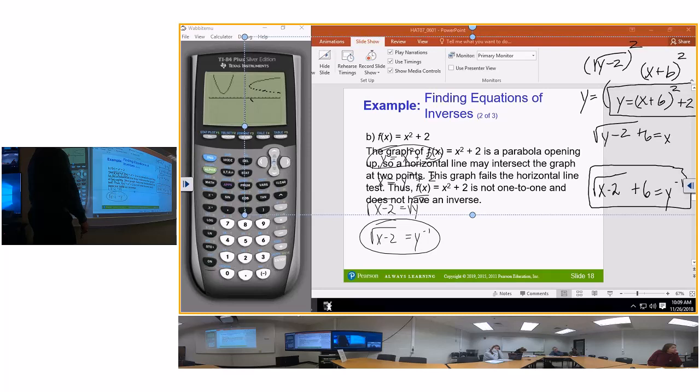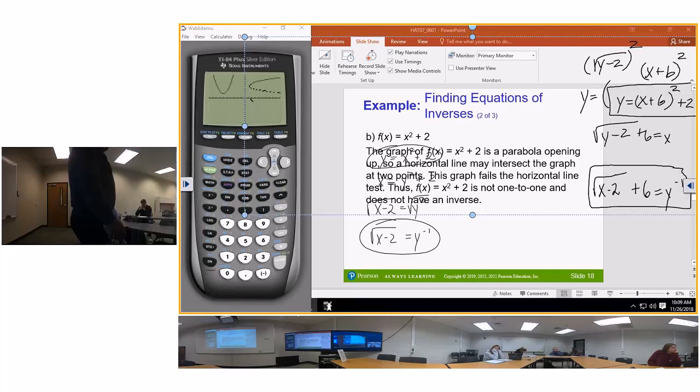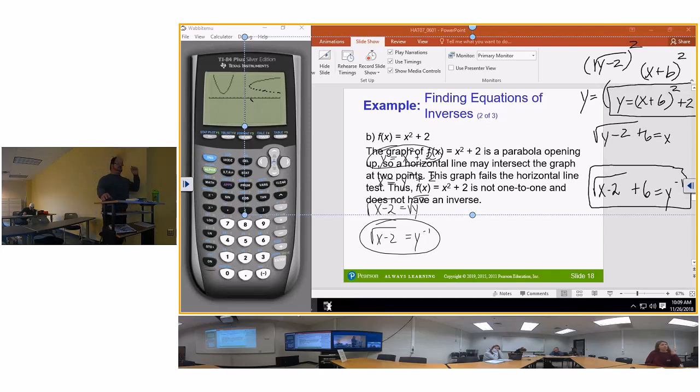The y function is going up, but what is the other one doing? It's going to the right. And that's what's going to happen with your inverse functions. Okay? I just want you to see it.